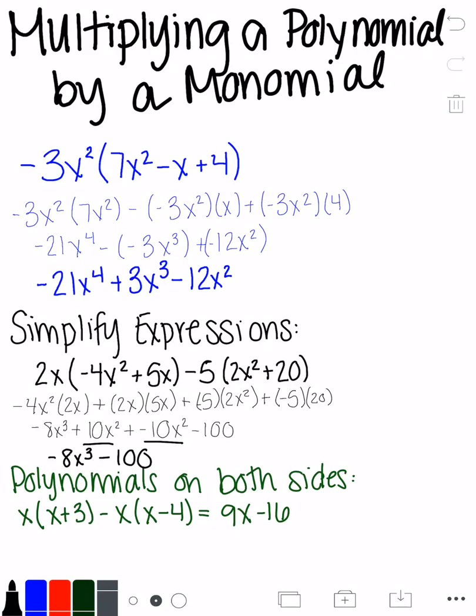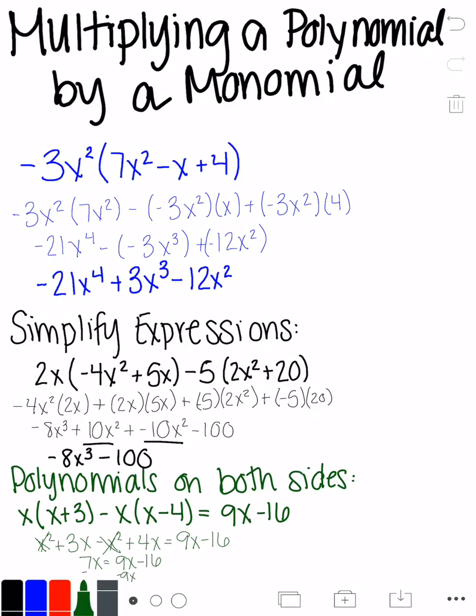So now think back to equations. We're going to start with x squared, and then 3 times x is plus 3x. Negative x times x, negative x squared. Negative 4 times negative x is going to give us plus 4x equals 9x minus 16. So we're going to combine our terms. So x squared positive minus x squared is going to make those go away. So we have 7x equals 9x minus 16.